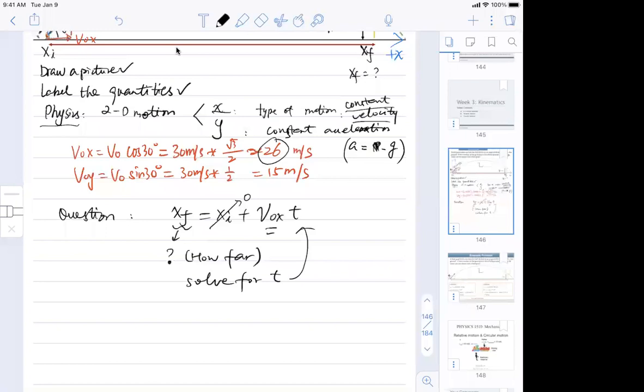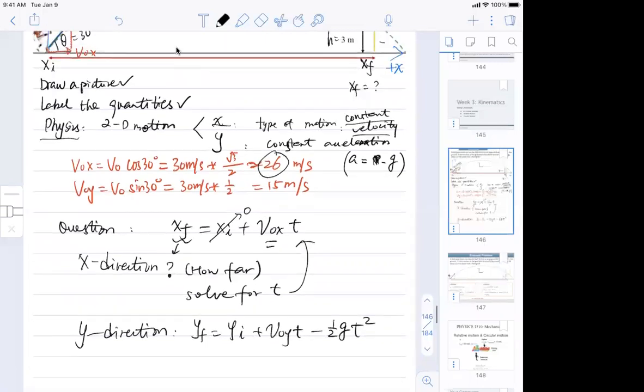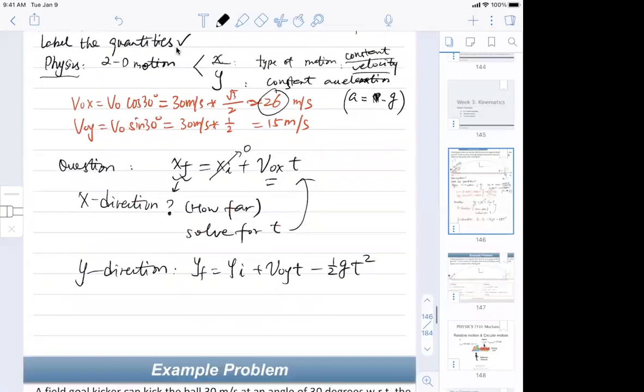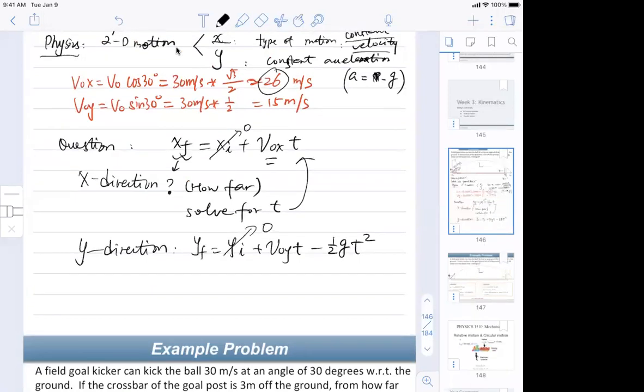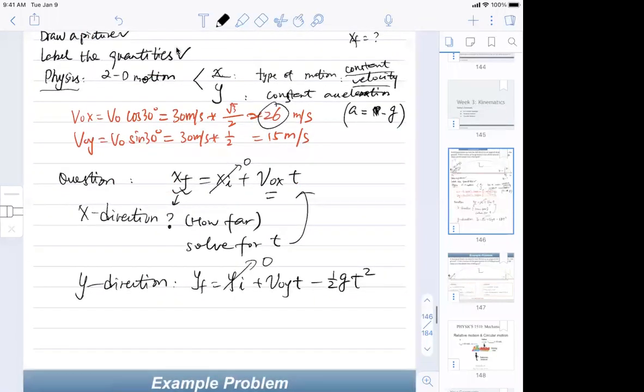So let's solve for y. This is the x direction, and this is the y direction. Y is constant acceleration. So I'm going to write y final equals y initial plus V naught y t minus 1/2 g t squared. Initially, you're at the ground, so in our coordinates, that's 0. Finally, you're at 3 meters above, so that's 3 meters.